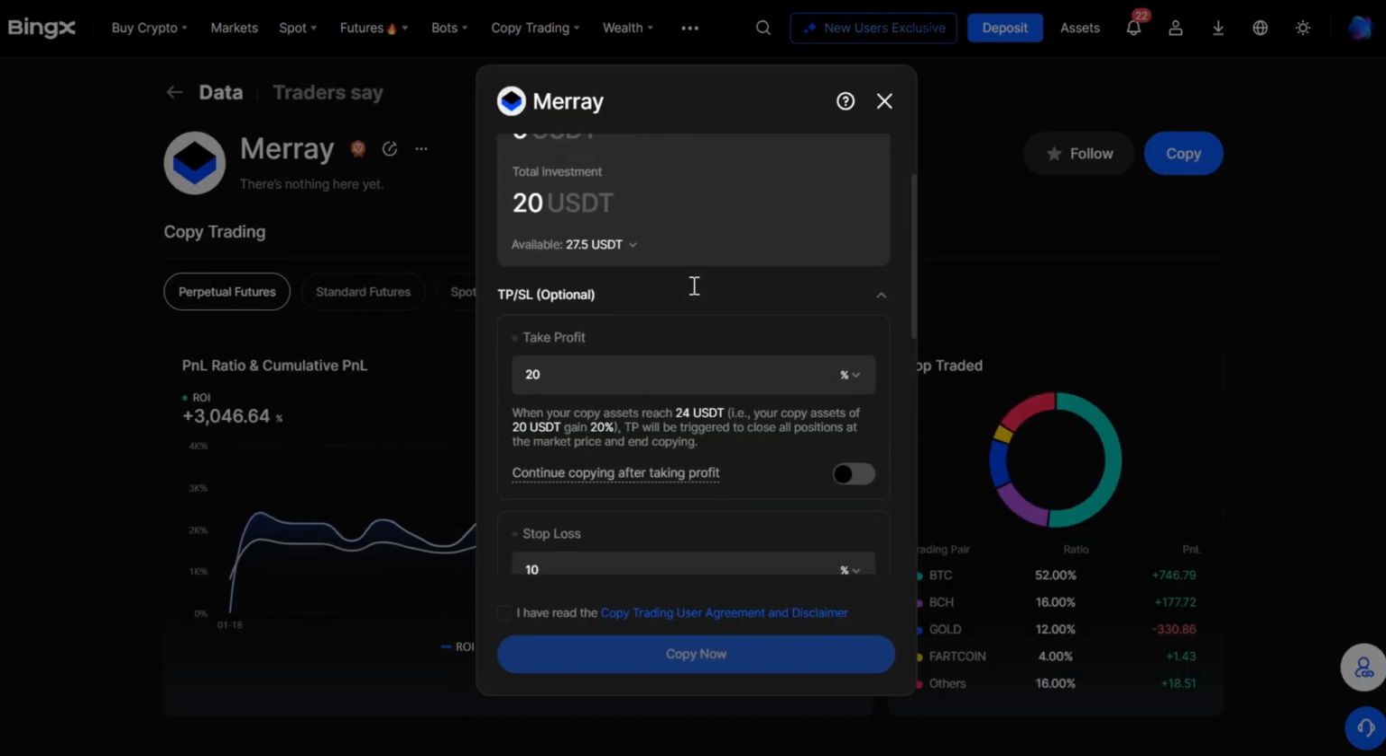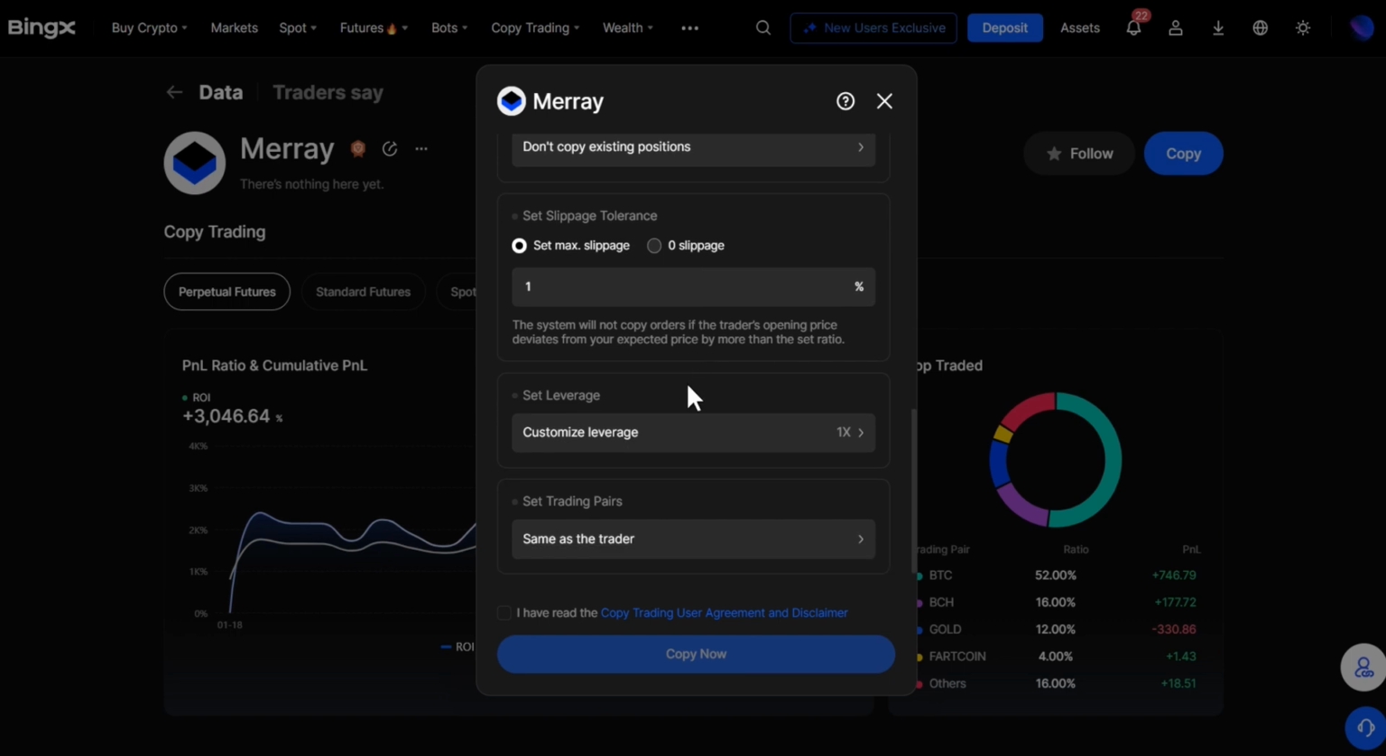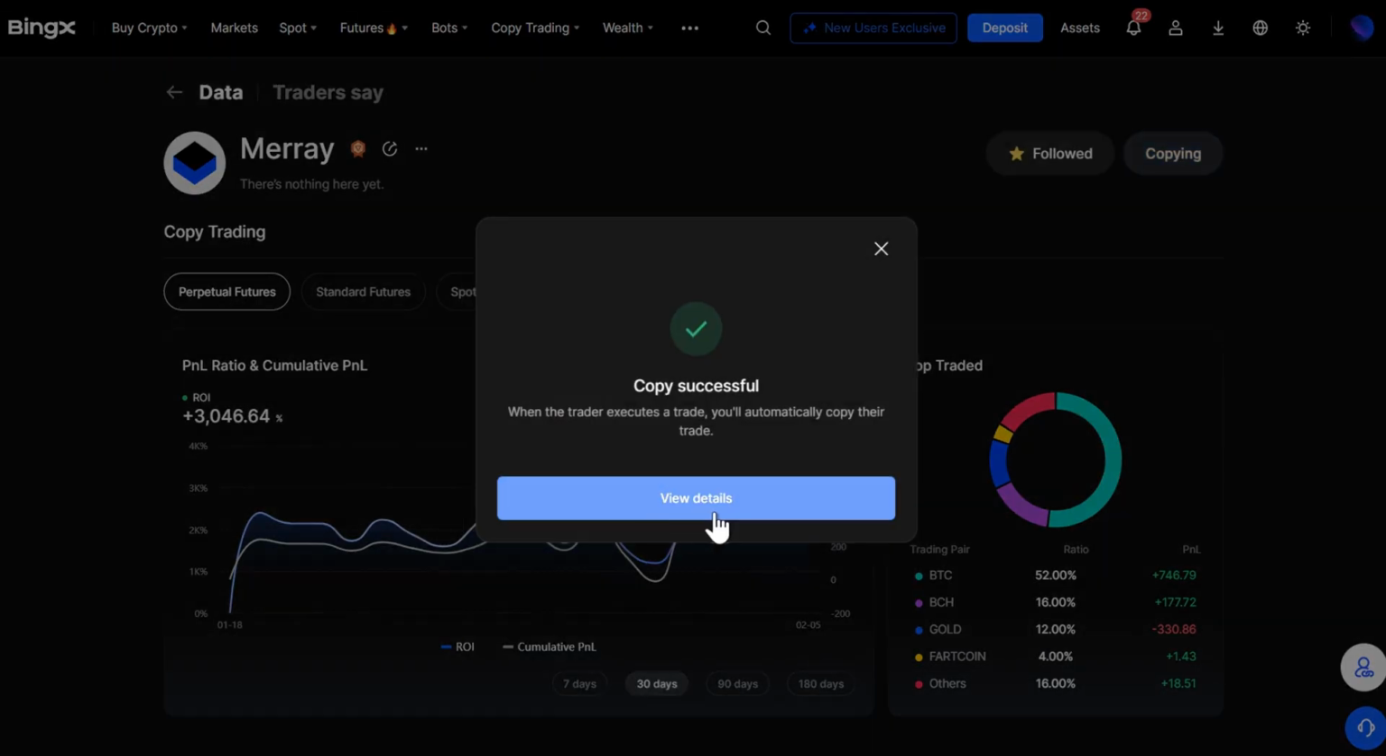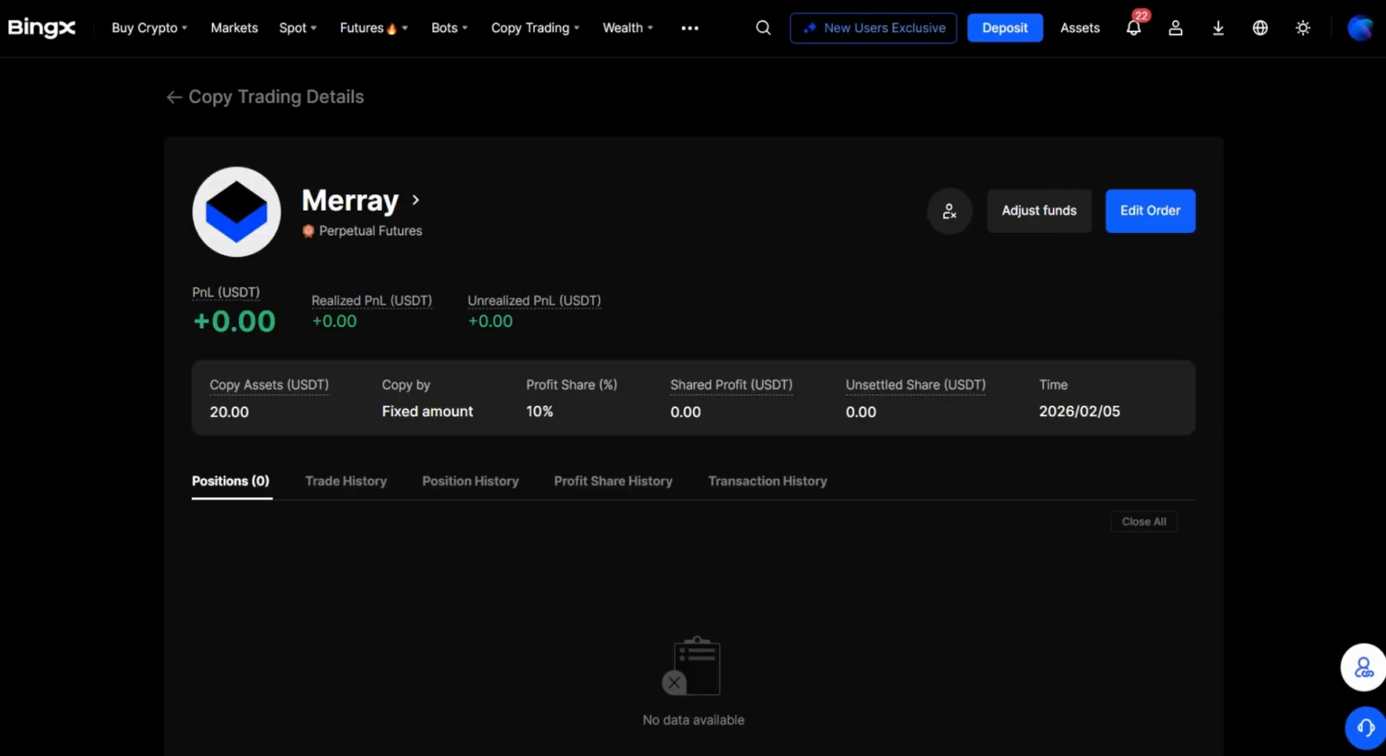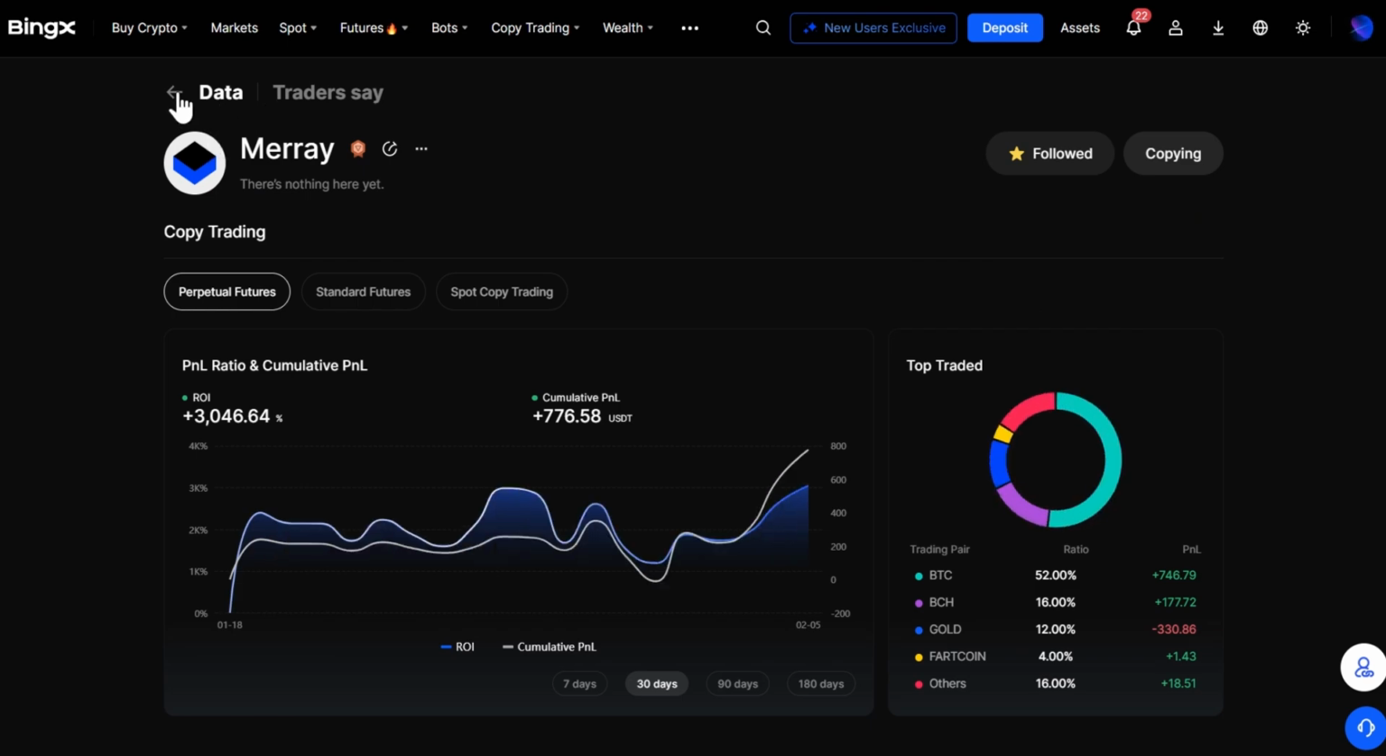Once everything is set, review all your settings one more time, check the agreement form, and accept the terms. Click Copy Now, confirm your copy trade. Your copy trade is now live. You'll start automatically copying this trader's positions based on the settings you configured.